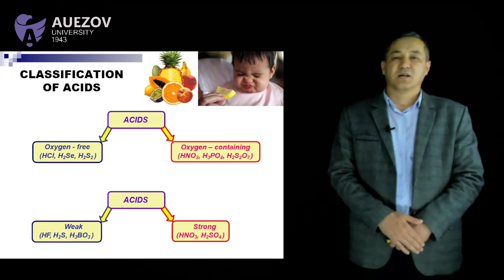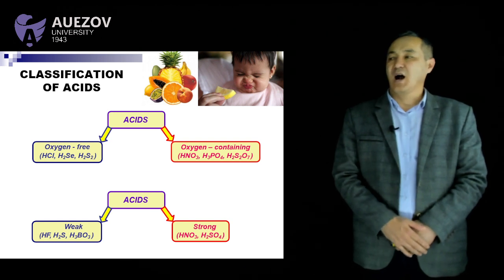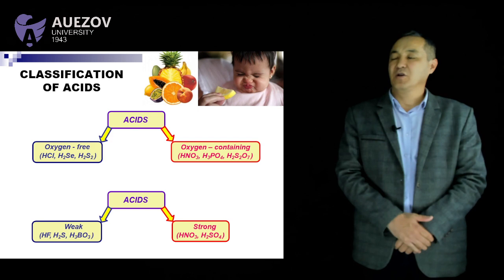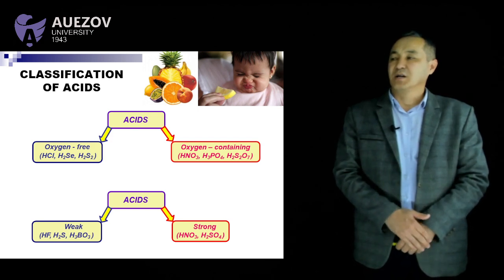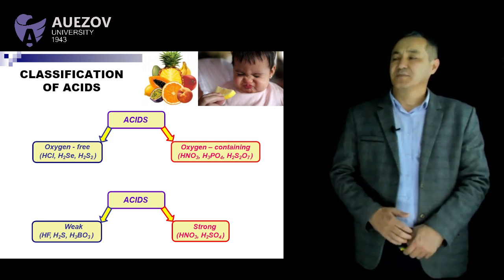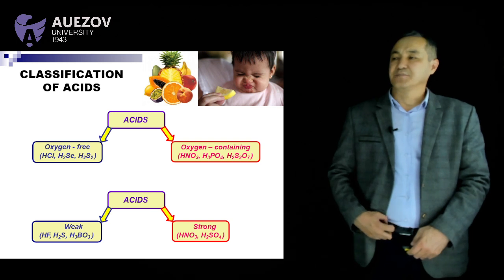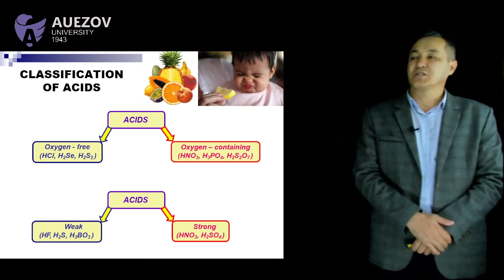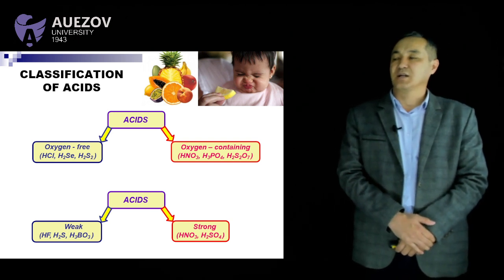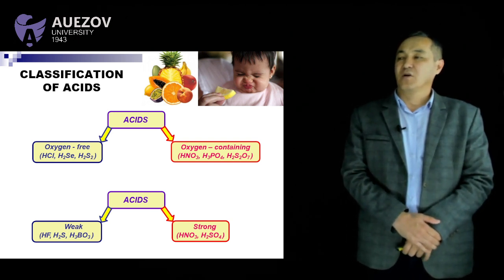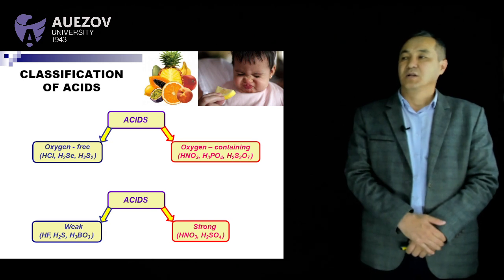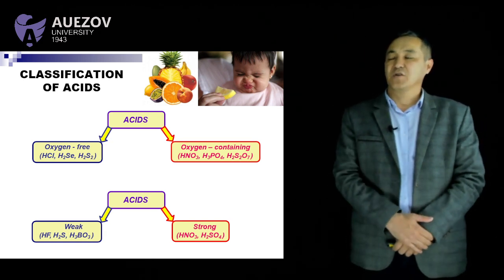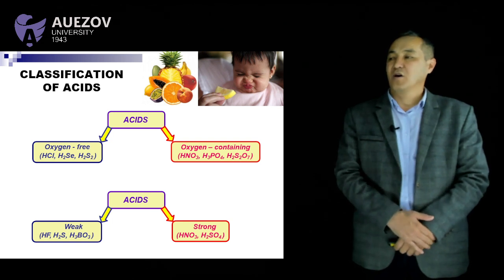Oxygen-free acids are hydrochloric acid, hydroselenic acid, and hydrosulfuric acid. And oxygen-containing acids we can call nitric acid, phosphoric acid, and sulfuric acid.